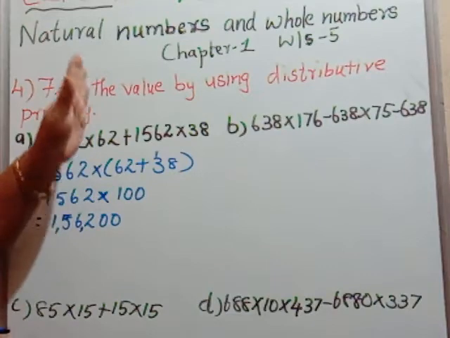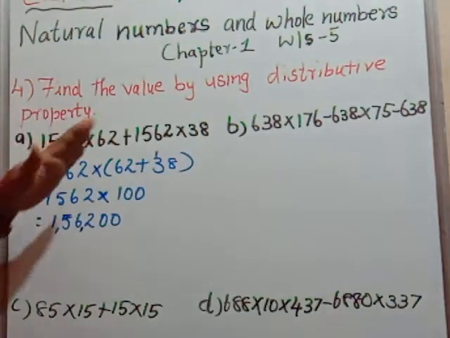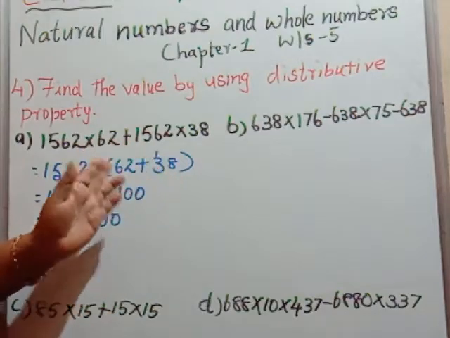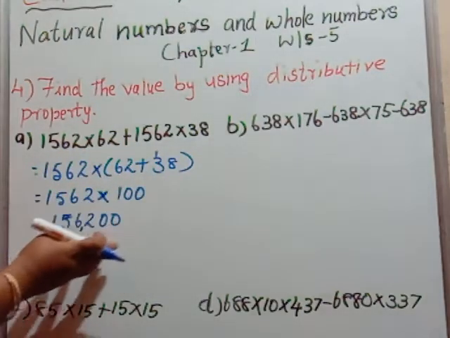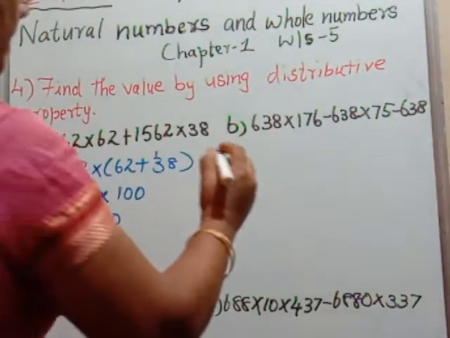Here now we have done it very easily. Instead of multiplying first 62 times, then 38 times, then adding, instead of that, we are adding those two and multiplying. We got the answer very easily. Now we will move to the next sum.